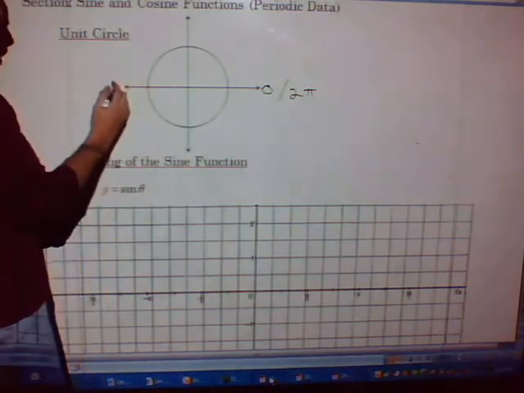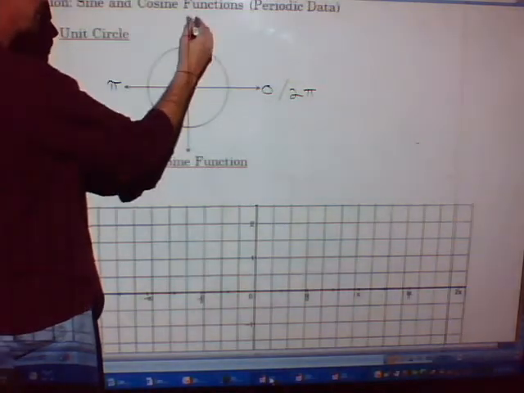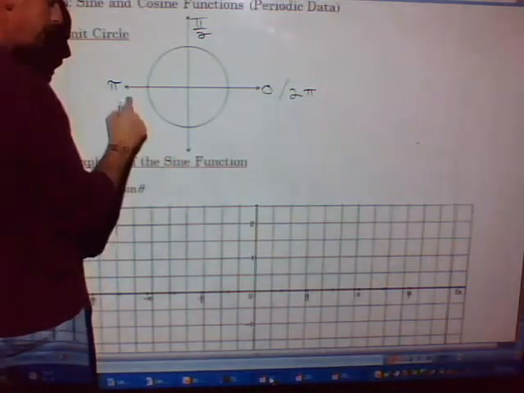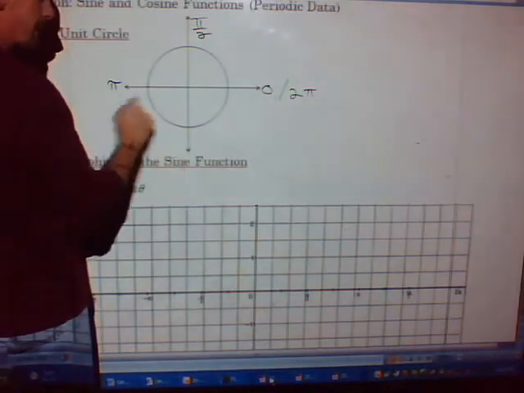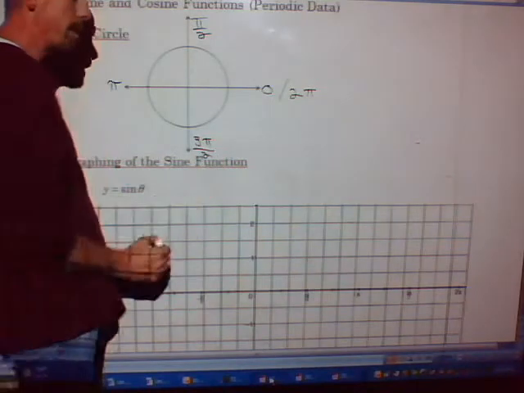We know halfway around was pi radians. Half of the half, this was pi over 2 radians. And then in between here and here, add these two together, you get 3 pi, so this is 3 pi divided by 2 radians.